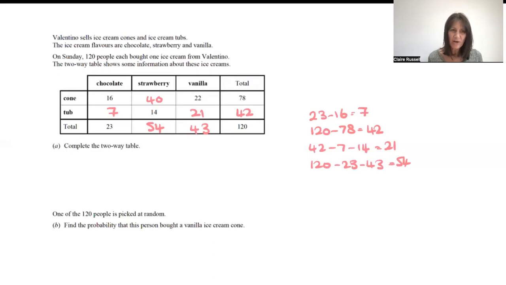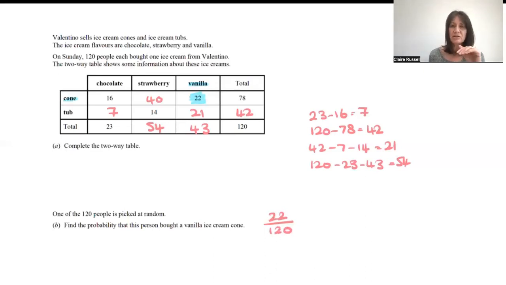Okay, it says one of the 120 people is picked at random, and you have to find the probability that this person bought a vanilla ice cream cone. Okay, so we've got vanilla and we've got cone, so we've got that number there. So 22 out of 120.